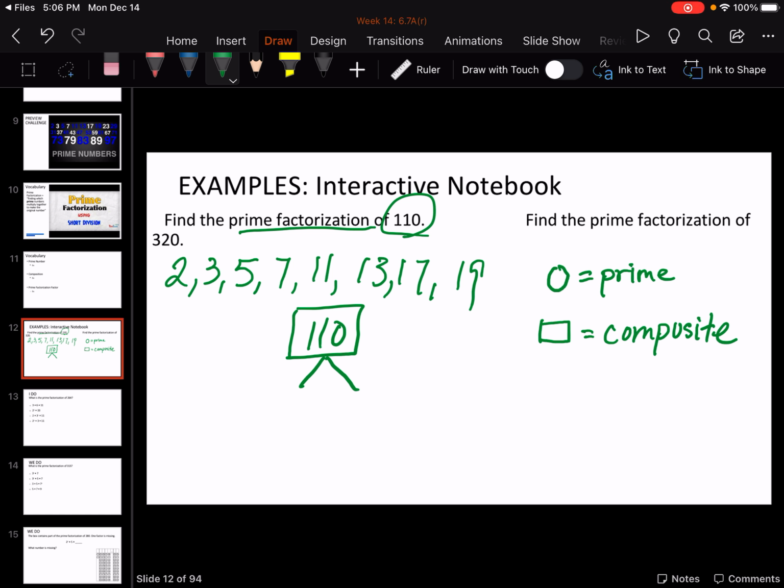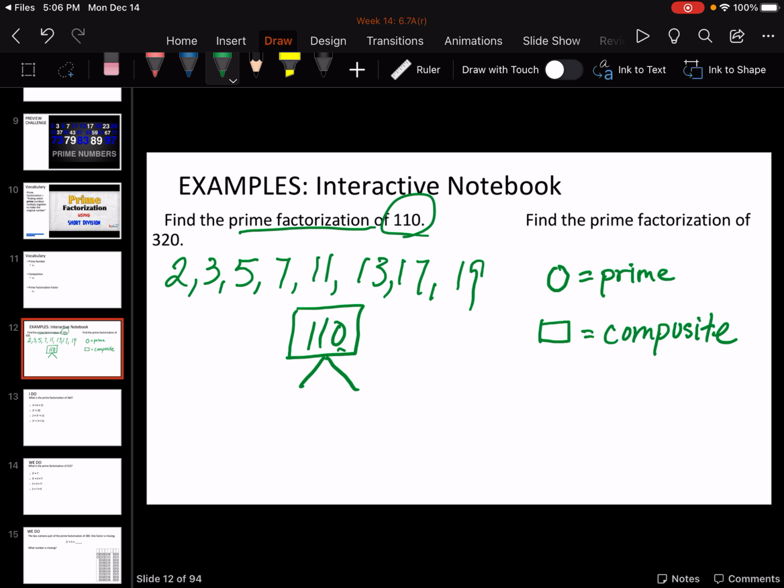Now I'm going to think to myself, what two factors multiplied together give us 110? Now I know that it ends in 0. So since it ends in 0, I know that it is an even number, which means I have a factor of 2, as well as 5, because numbers that end in 0, 5 is also a multiple. And also, since it ends in 0, it's also a multiple of 10.